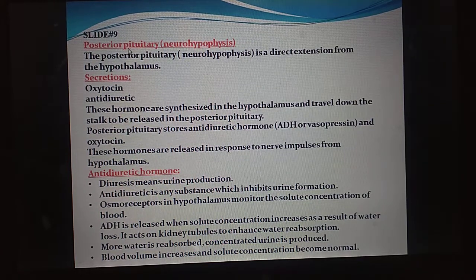After that, we move towards the hormones which are secreted by the posterior pituitary. The posterior pituitary, or neurohypophysis, is a direct extension from the hypothalamus, and its secretion consists of oxytocin and antidiuretic hormone. These hormones are also called neurohormones because they are produced by the hypothalamus and only stored and secreted by the posterior lobe of the pituitary.